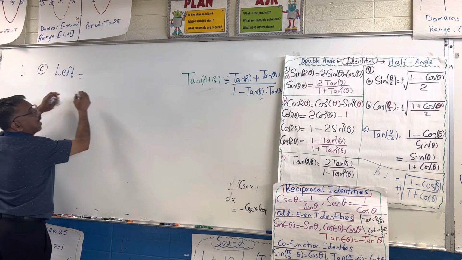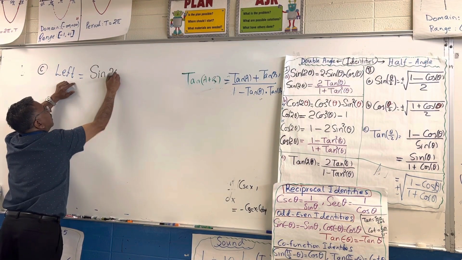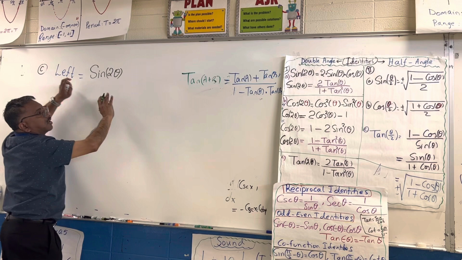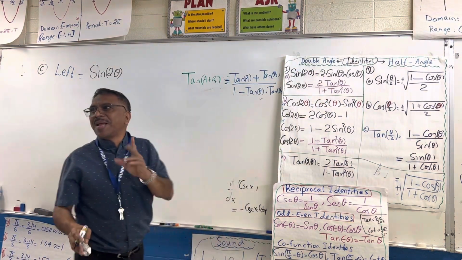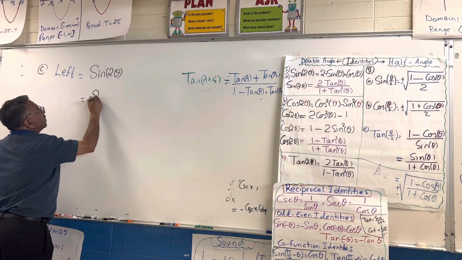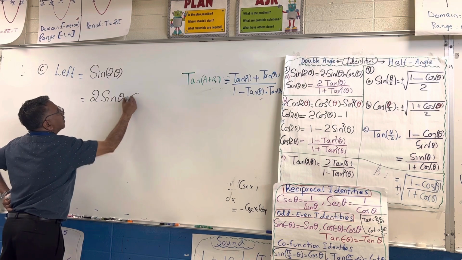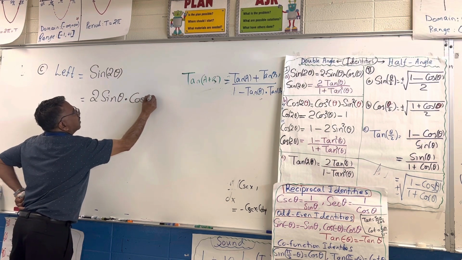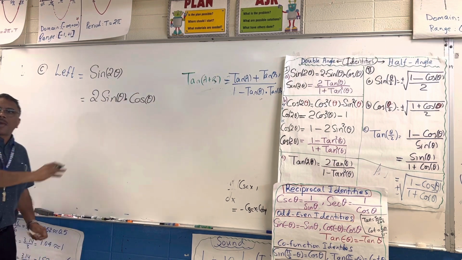Okay, so the left is what? Sine 2 theta, correct? And we want the answer to be in terms of 10. You need to have 10. So far we know it is 2 sine theta cosine theta, okay? Is this fine? Did we not do this?